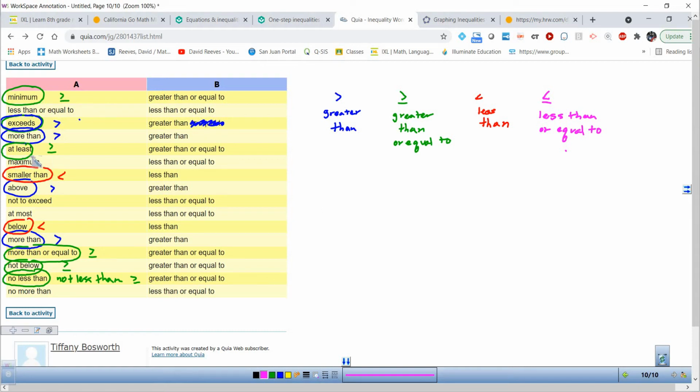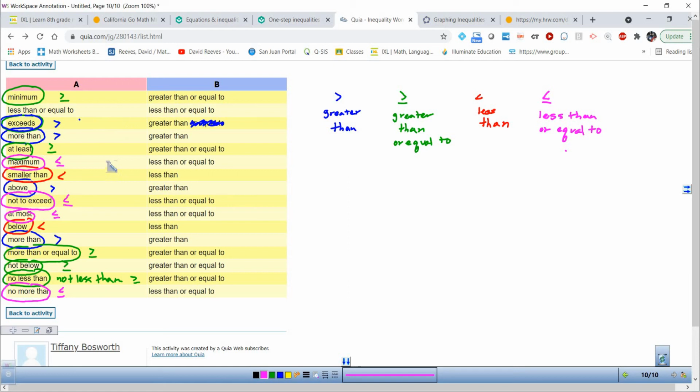I'm not going to do that one. Maximum. Okay, if you have a maximum of $10, then you have $10 or less than $10. Not to exceed $10. That's also a less than or equal to. At most. All right, you'll notice at most and at least are opposites, right? At most and at least. All right? No more than also means less than or equal to.